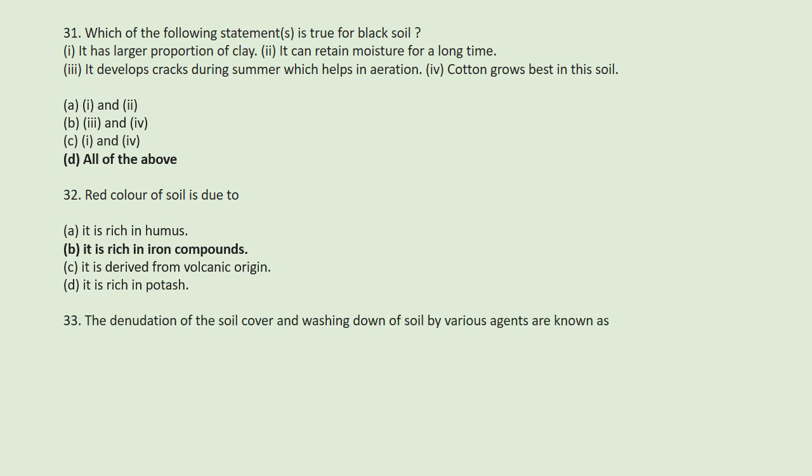Question 33. The denudation of soil cover and washing down of soil by various agents are known as A. Weathering, B. Gradation, C. Soil erosion, D. Soil conservation. Option C is the right answer. The denudation of soil cover and washing down of soil by various agents are known as soil erosion.